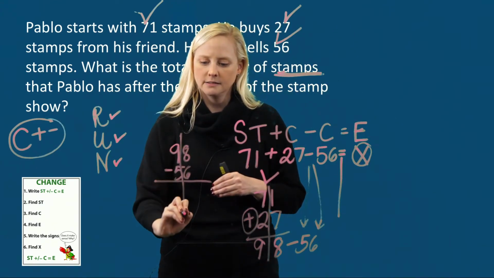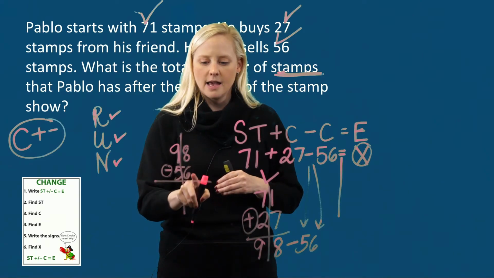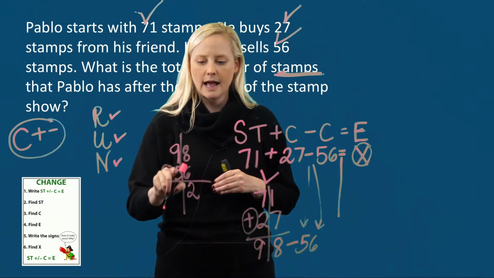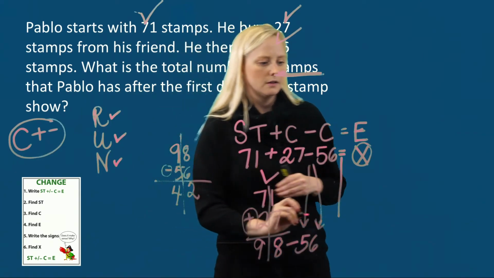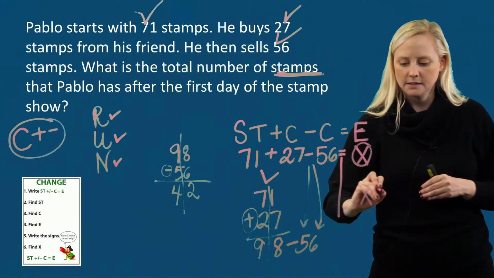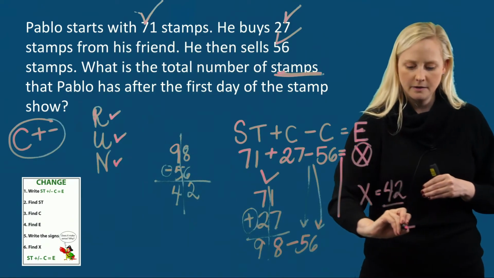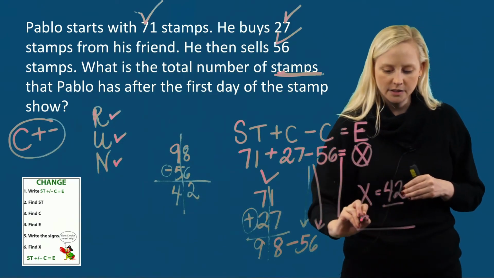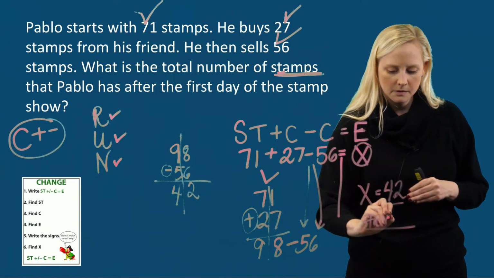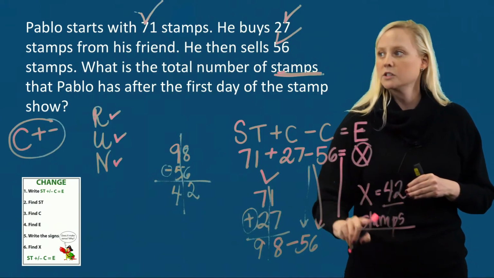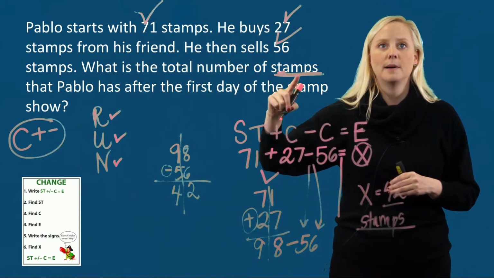I'm going to draw my line, circle my sign. 8 minus 6 is 2. 9 minus 5 is 4. X is the same as 42. I have my number answer. And now I need my label answer, which is stamps, which is what I've underlined in the problem right here.